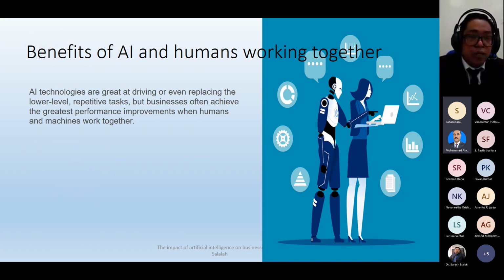The benefits of AI and humans working together is a real topic of discussion. Some research suggests that AI doesn't want to replace human capacity, I mean replacing the manpower, and we can hardly mimic even human emotion. Even though AI doesn't always perform best on its own, AI technology is driving and even replacing lower-level or repetitive tasks, and businesses often achieve the greatest performance improvement when human and machine work together.